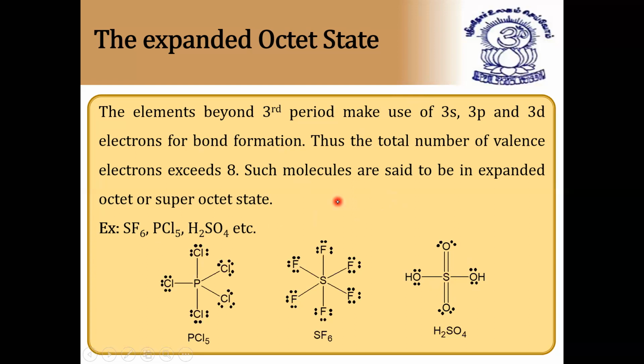So we have three important exceptions to the octet rule. One is odd electron molecules which are stable, the second is expanded octet, and the other is fewer than 8 electrons. I hope it is clear. The first two are called electron deficient molecules, and the third, the expanded octet molecules, are called electron-rich compounds. These are called what? Electron-rich compounds. I hope it is clear.